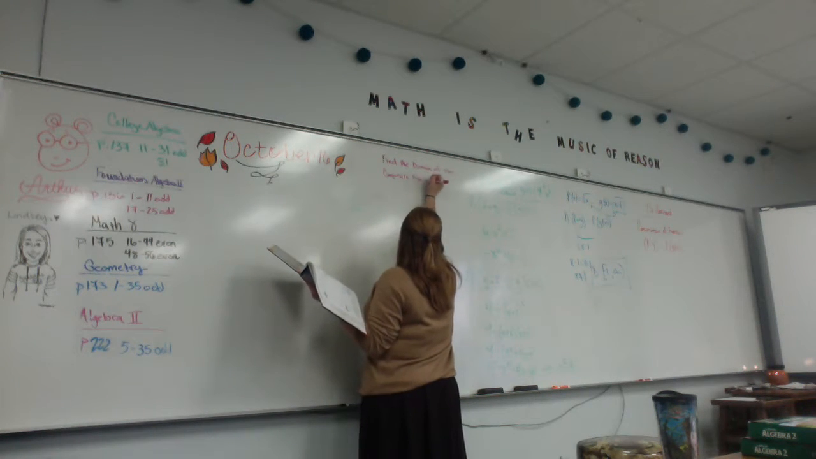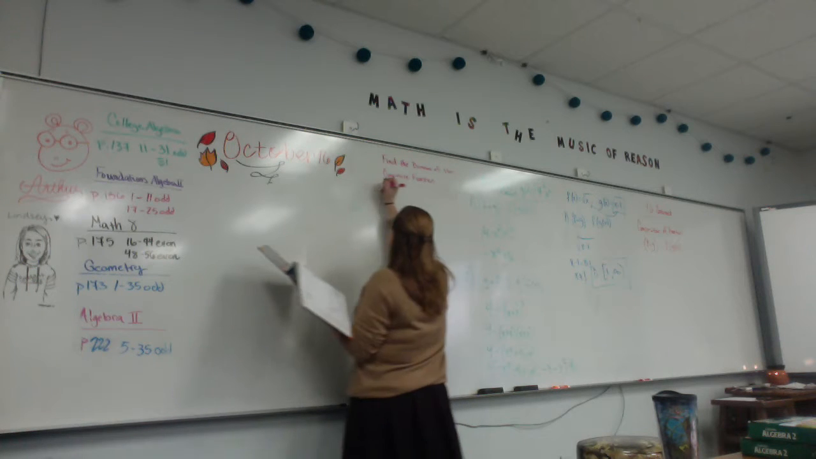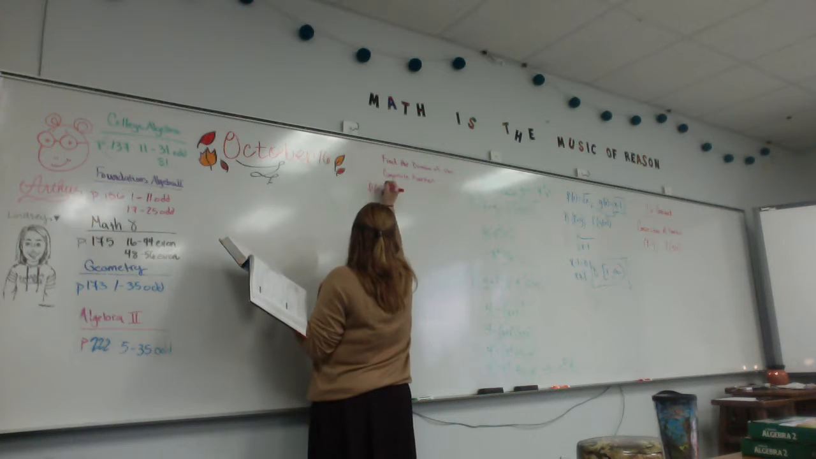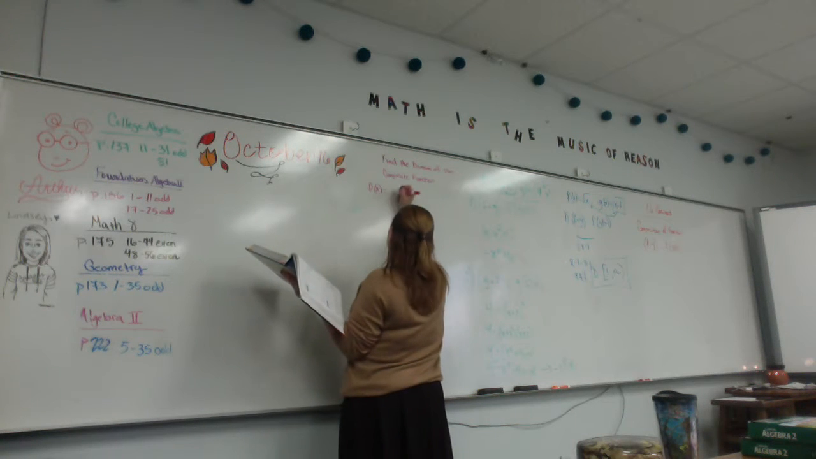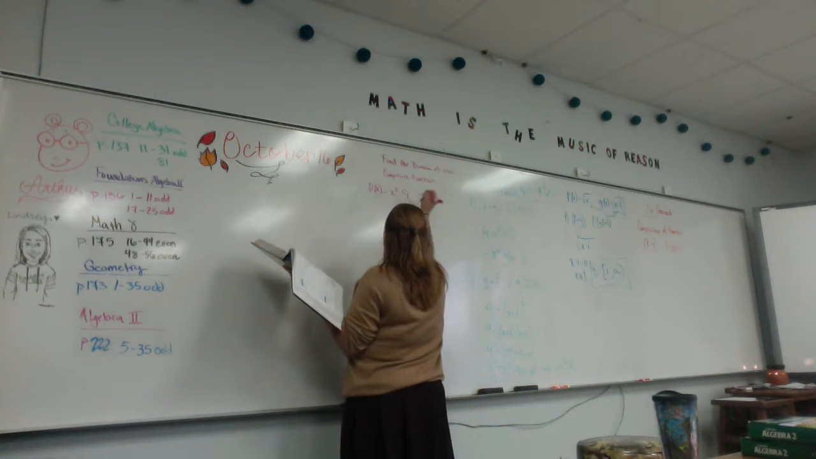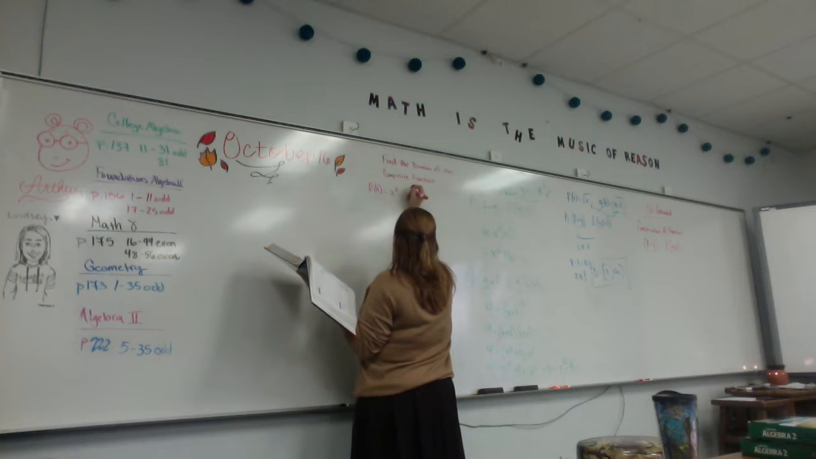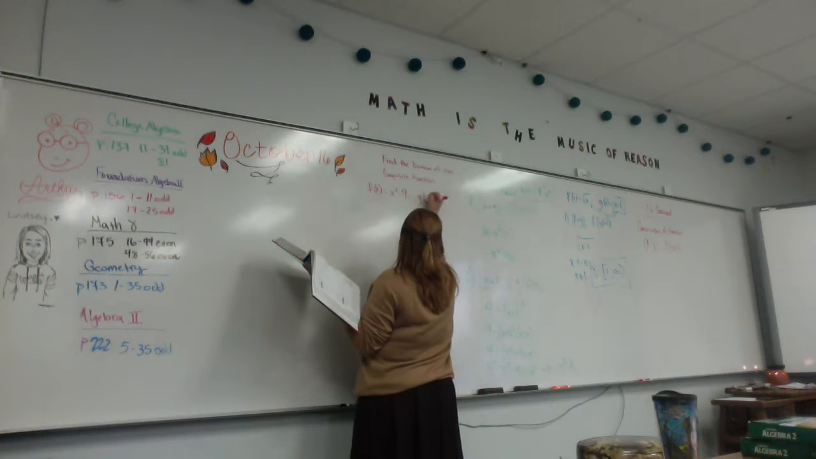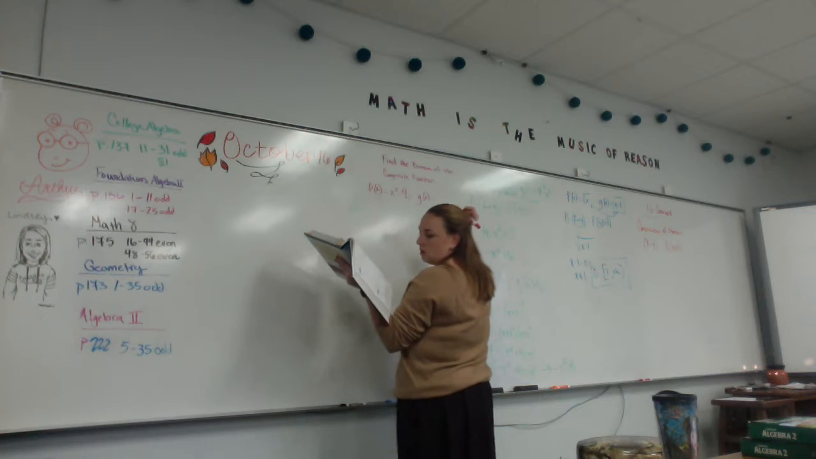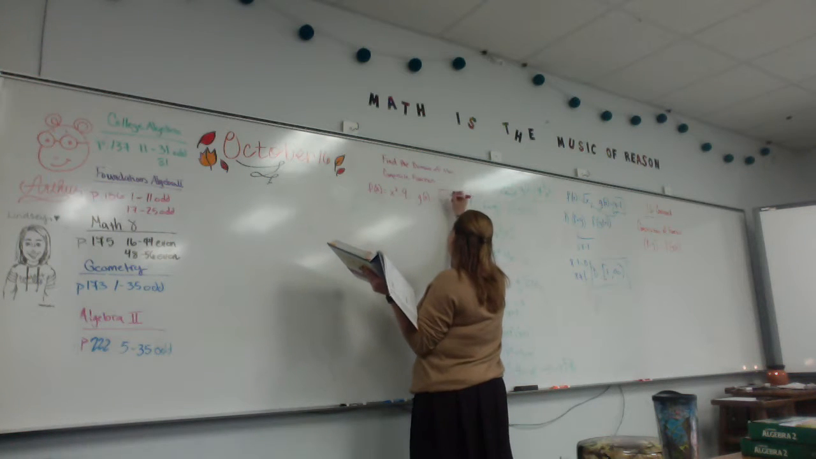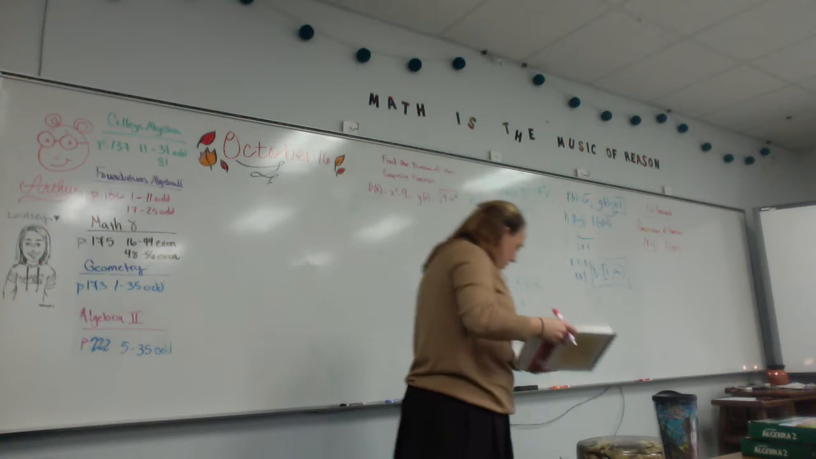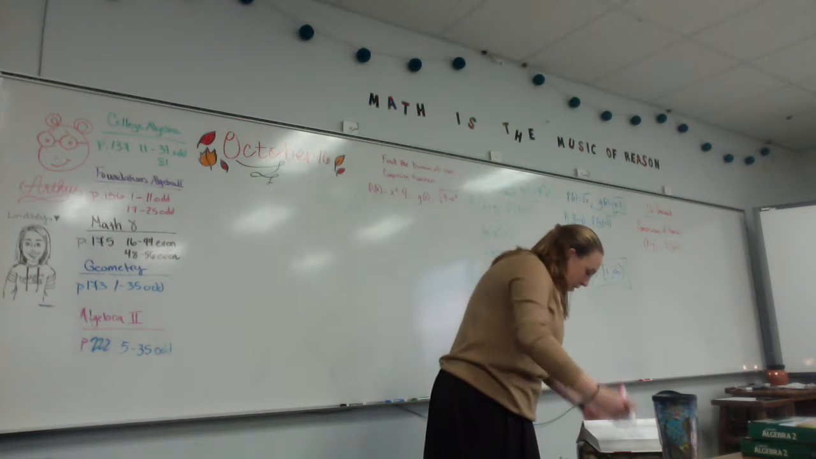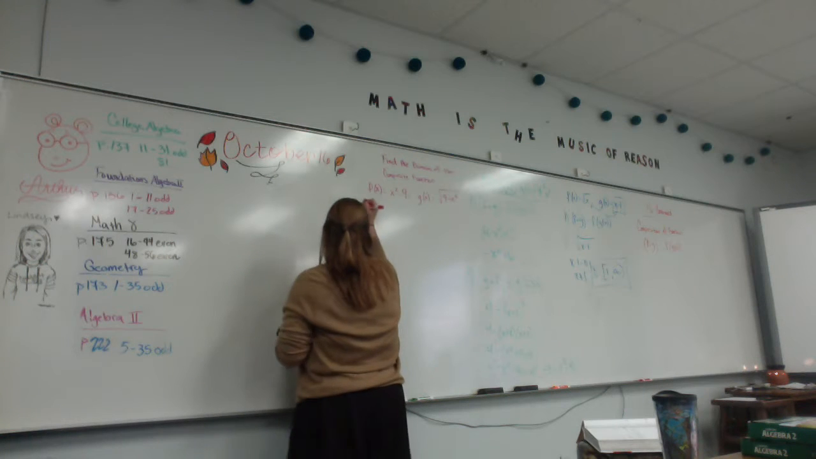And the function says f of x equals x squared minus 9. And then it says g of x equals the square root of 9 minus x squared. They want us to find the domain of this composition. And the composition they want us to find is the composition of f of g.